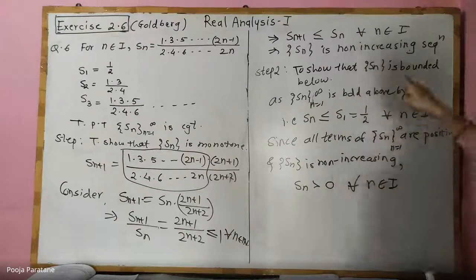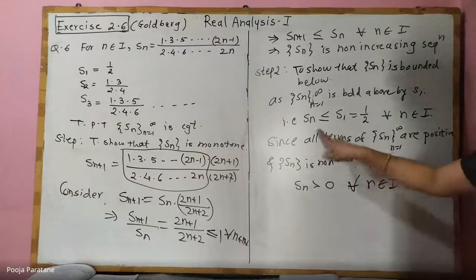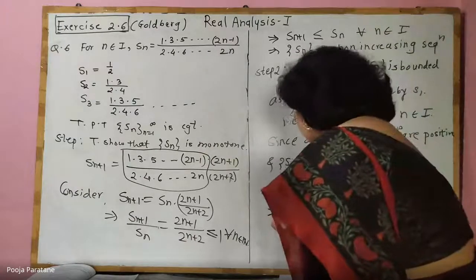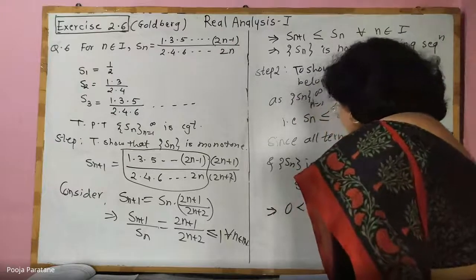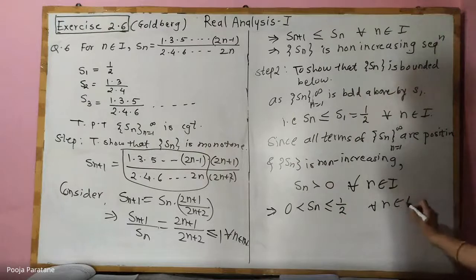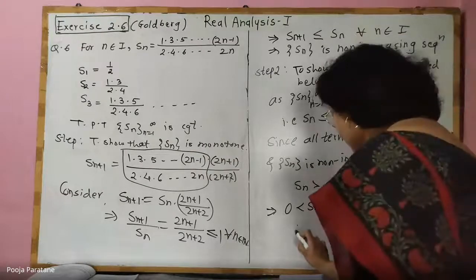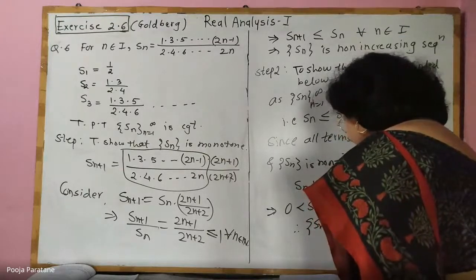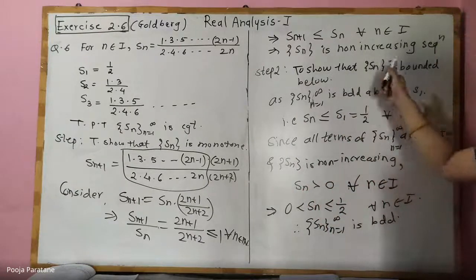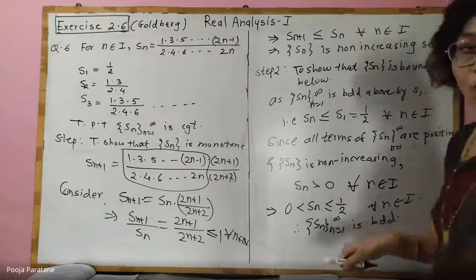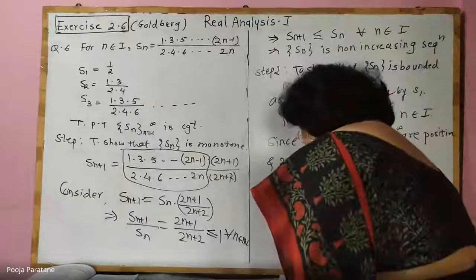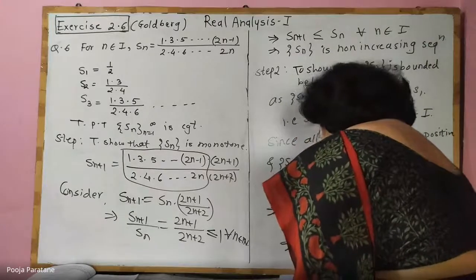So what we are getting here: 0 is less than Sn and Sn is less than or equal to 1 upon 2, for all n belongs to I. So therefore, this sequence Sn is bounded, and as this is monotone as well as bounded, what can we say? It is a convergent sequence. So therefore, the sequence Sn is convergent.